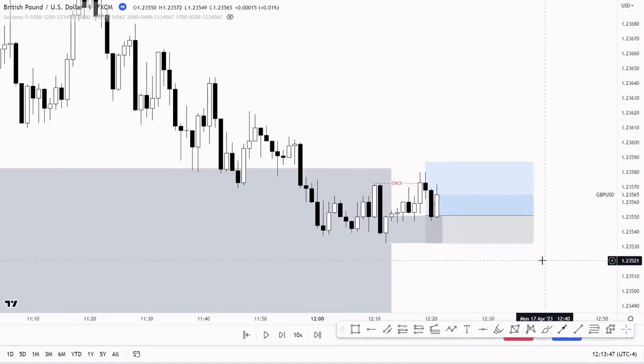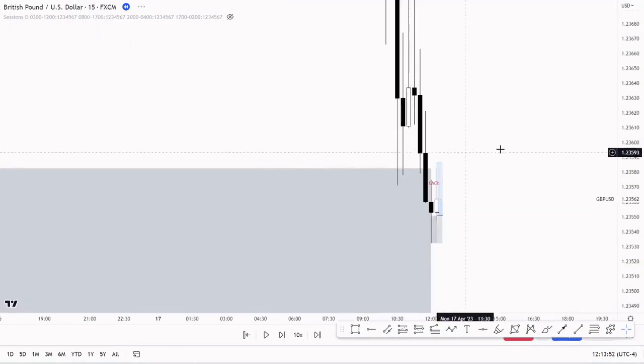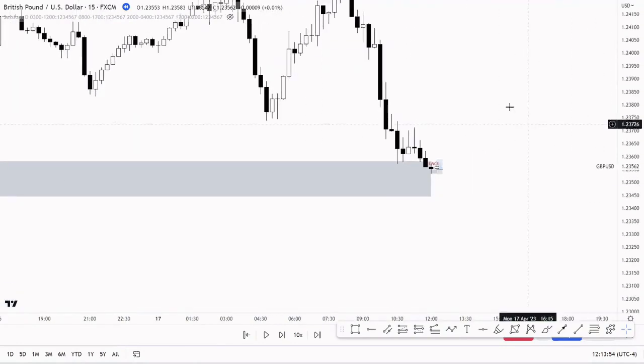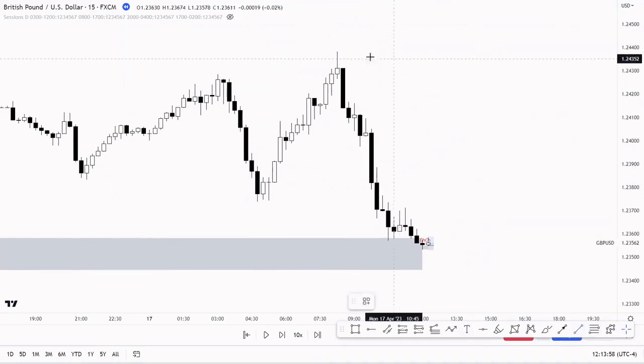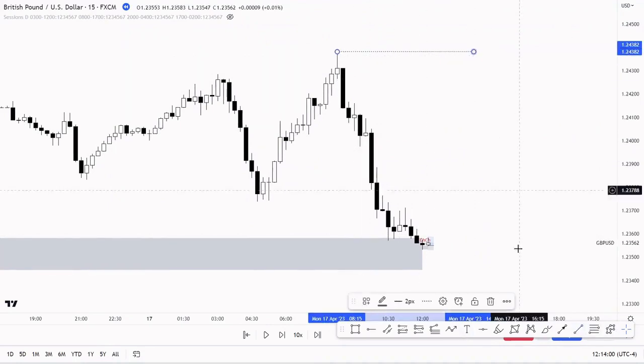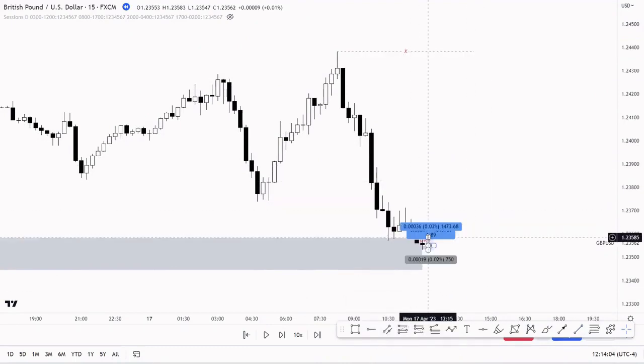What is our target? Let's go to 15 minutes to mark our target. To mark the target, we should understand how to identify the liquidity. Now we have to mark the liquidity. Liquidity is nothing but big banks are seeing more orders at one point. Mark this as our initial target.